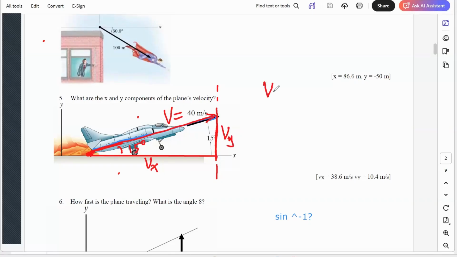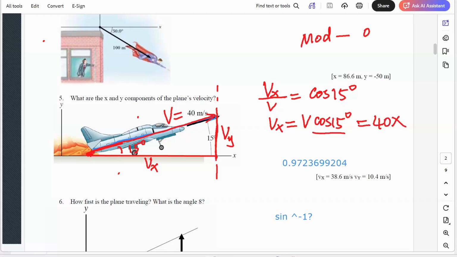So what is Vx over V? Can you tell me, in terms of 15 degrees, is it cosine or sine? This one is cosine. Adjacent, right? So Vx will be equal to V times cosine 15. So cosine 15, what do you get? 0.9659258262. I also get 0.9659. Yes. So you'll get around 38.6 meters per second.